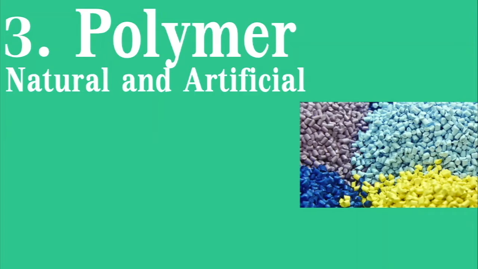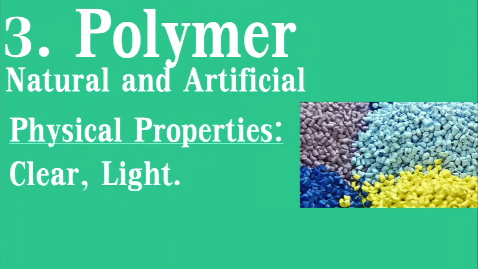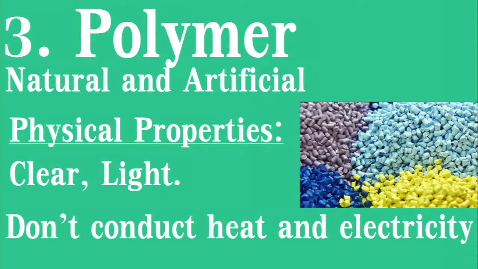And polymer. There are natural and artificial polymers. Okay, it can be natural or artificial. And physical properties of polymer: they are clear, light in weight, and can be dyed into different colors. Okay. Most polymers do not conduct heat and electricity. Alright, do not conduct heat and electricity.